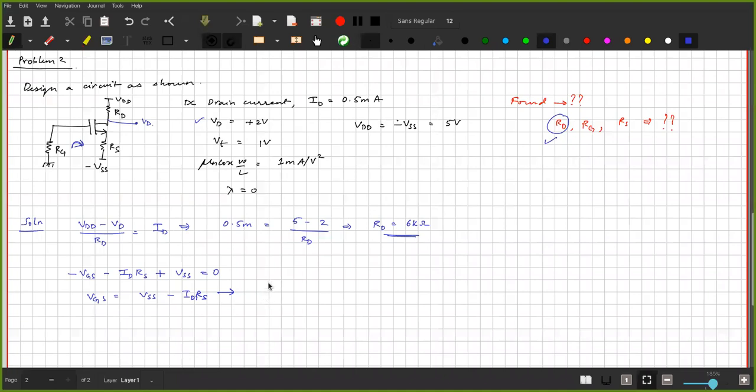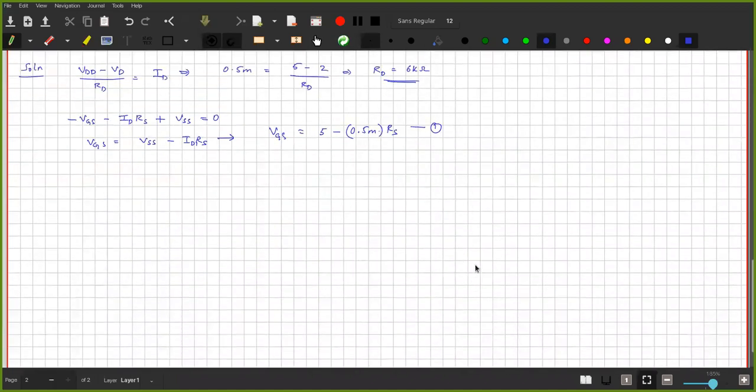Again, substitute the values. VGS is equal to VSS, which is 5, minus ID RS. ID is 0.5 milli. I don't know the value of RS, so keep it like this. Let me write this as equation 1. Substitute equation 1 in the drain current equation.